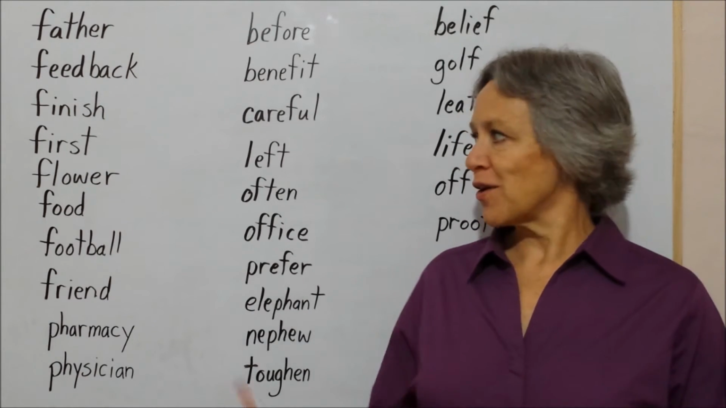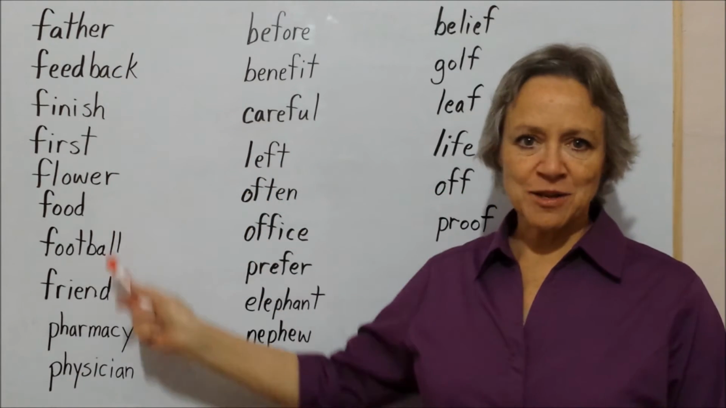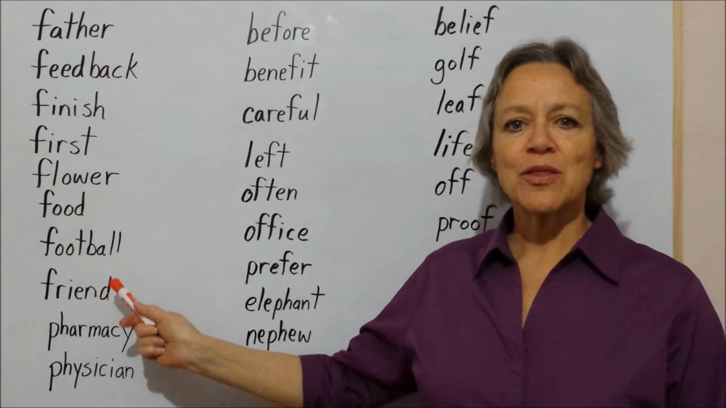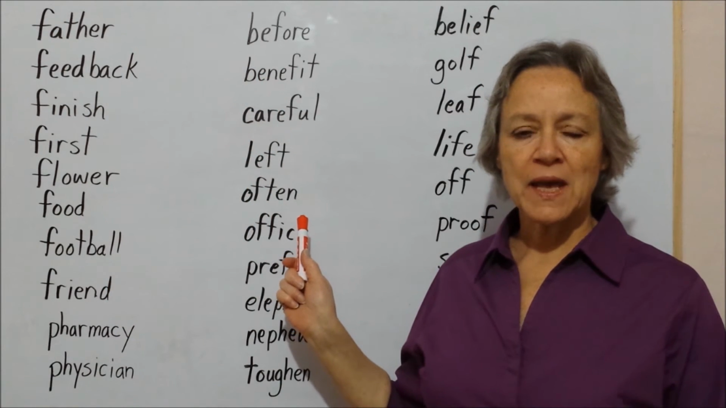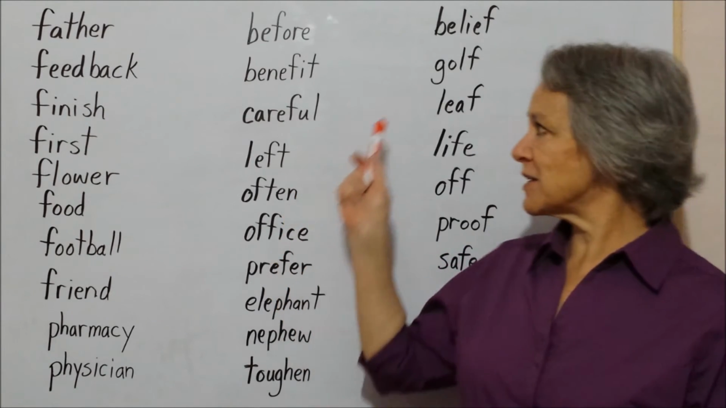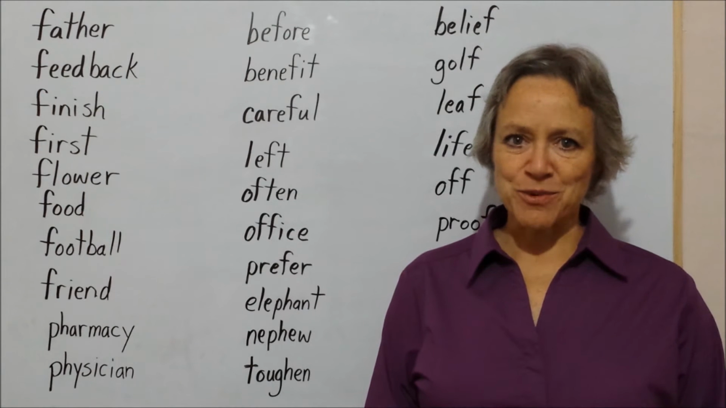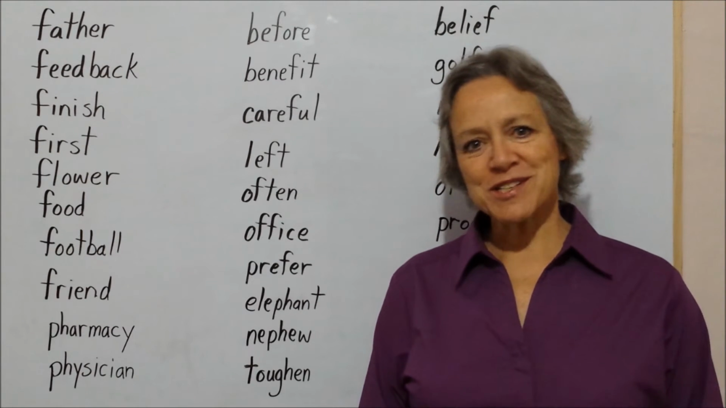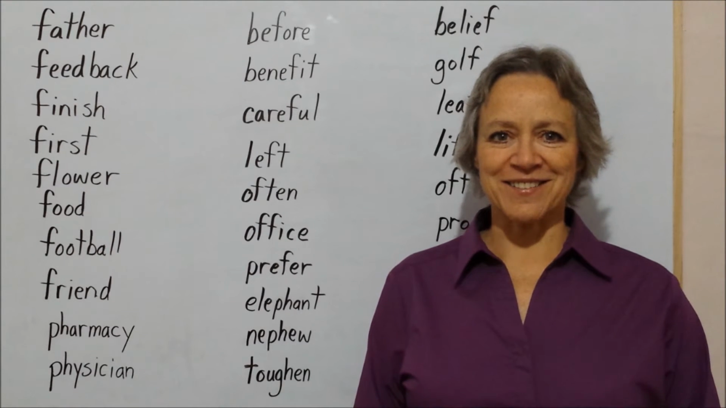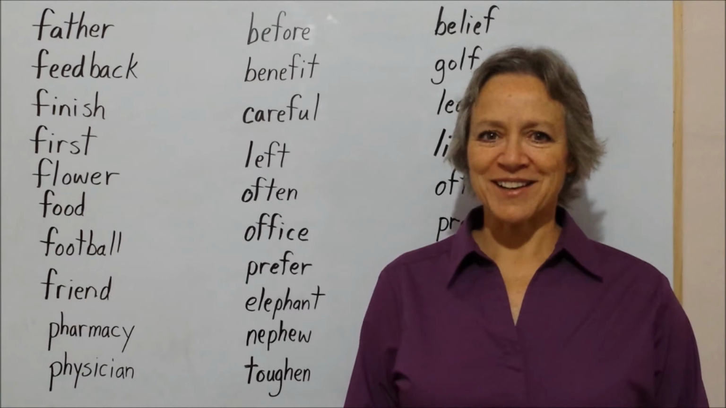Okay? I have 3 columns of words. The words in this column have F at the beginning of the word. The words in this column have F in the middle of the word. And the words in this column have F at the end of the word. Okay? So I'm going to say the words. Please repeat each word after I say it, okay? That way you can get a little bit of practice. Okay, let's go.